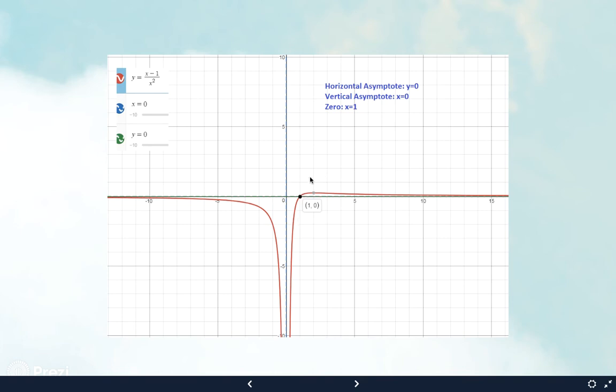This one was a brave graph. It crosses through the horizontal asymptote, but then if you see, it navigates back towards it, which is cool. So horizontal asymptote at y equals 0, vertical asymptote at x equals 0, and you have a zero, it hits the x-axis at 1.